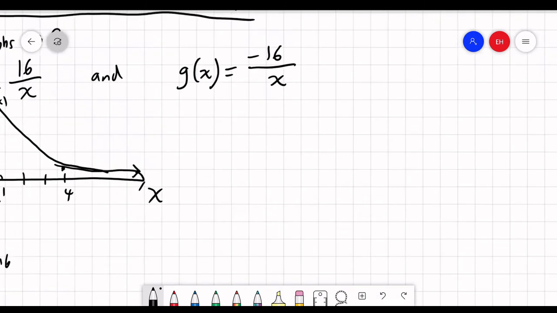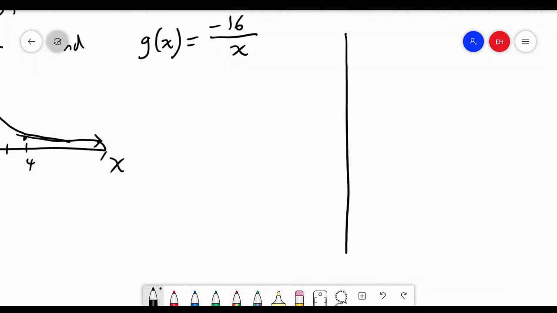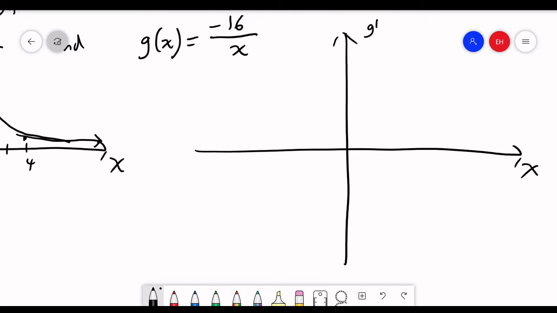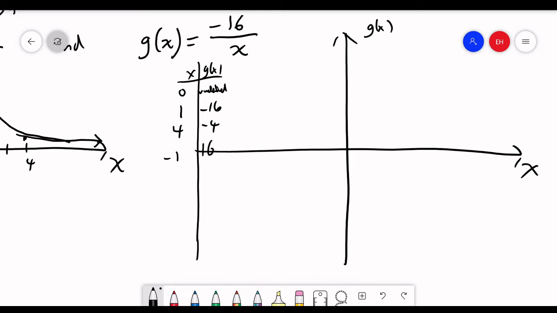Let's see what happens when the k is a negative number, so g of x equals negative 16 over x. And you can predict what you think this graph is going to look like and see if you're right. So we start with 0 and we get undefined again. So we have a vertical asymptote or a vertical dashed line at x equals 0. Put in 1, get out negative 16. Put in 4, get out negative 4. Put in negative 1, get out 16, put in negative 4, and get out positive 4.